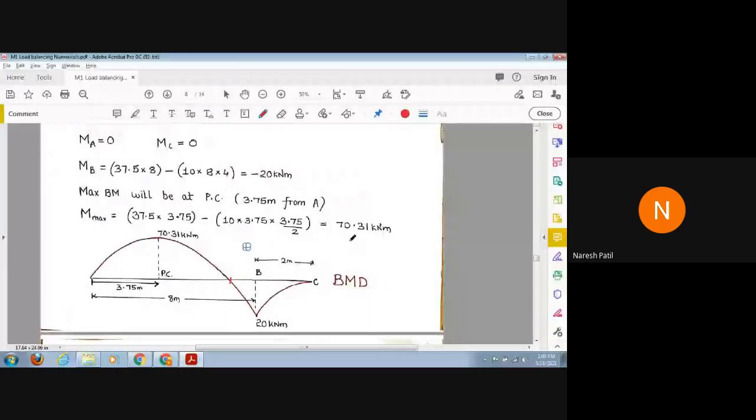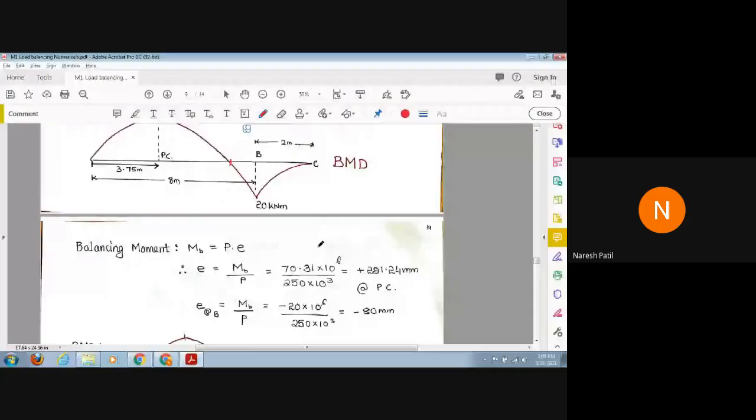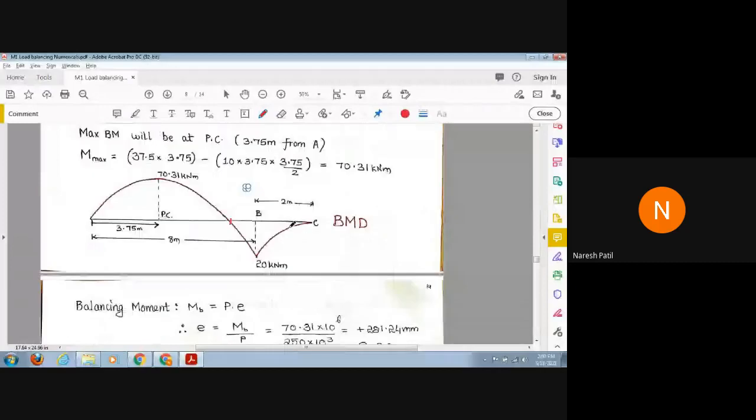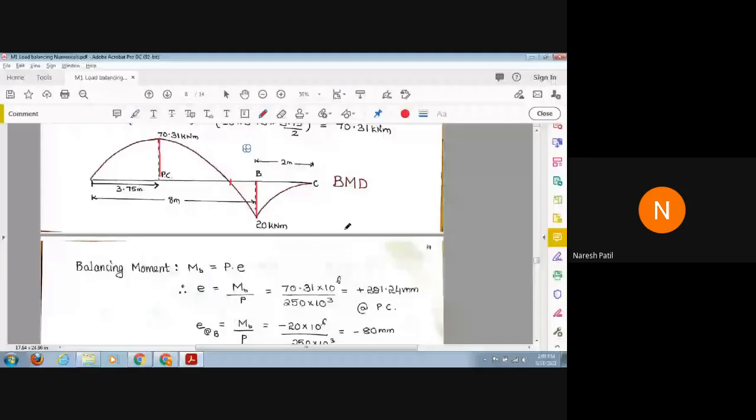Once you got the bending moment, we require two things: bending moment at this location and bending moment at this location. So what is the next? What do you have to do? M is equal to P into e. So M at this section is equal to 70.31, so calculate e.